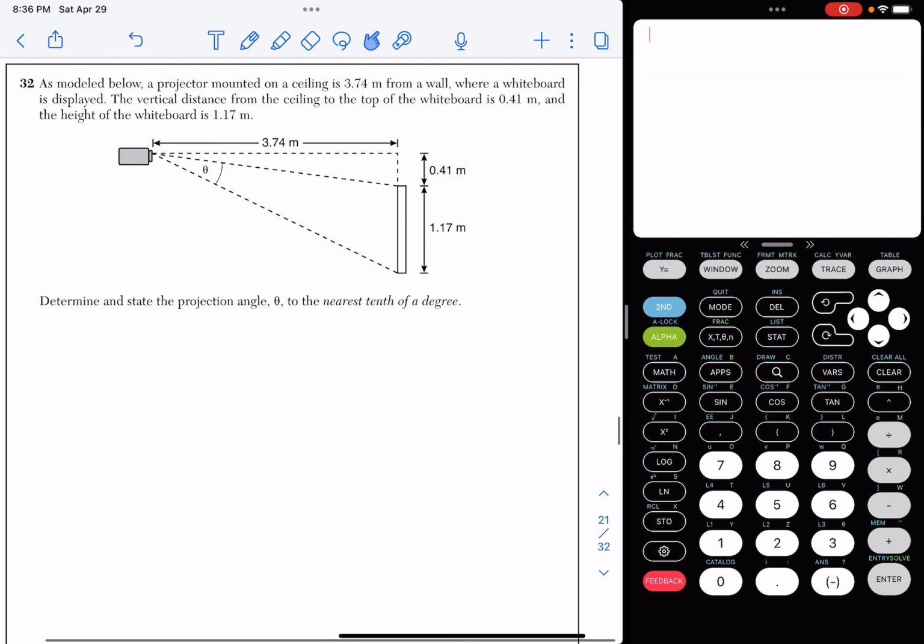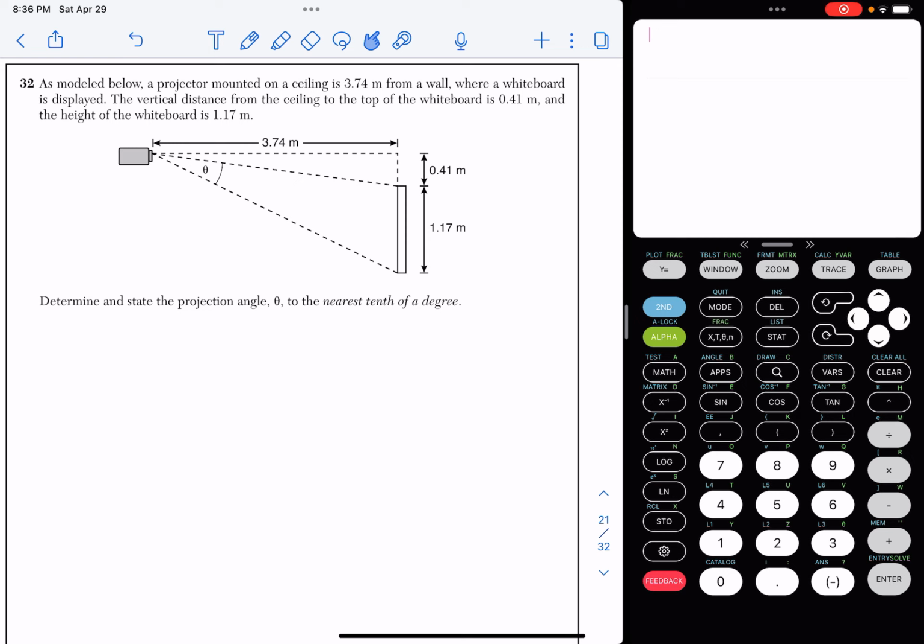All right, 32 is modeled below. A projector mounted on a ceiling 3.74 meters from a wall where a whiteboard is displayed. The vertical distance from the ceiling to the top of the whiteboard is 0.41 meters, and the height of the whiteboard is 1.17 meters. Determine and state the projection angle theta to the nearest tenth of a degree.